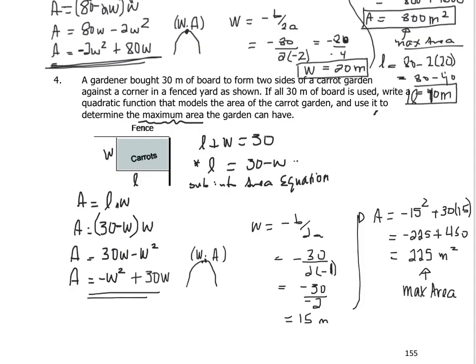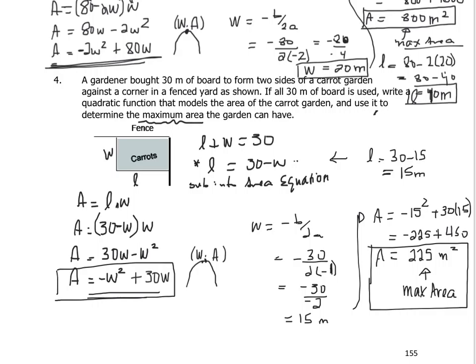And you're not asked to find the length, but if you were asked to find the length, it would be using this one up here, it'd be 30 minus 15, which would be 15 meters. Okay, so make sure we answered the question. Write a quadratic function which models, so this would be the quadratic function which models the area of the carrot garden, and use it to determine the maximum area that the carrot garden can have, which would be this right here.